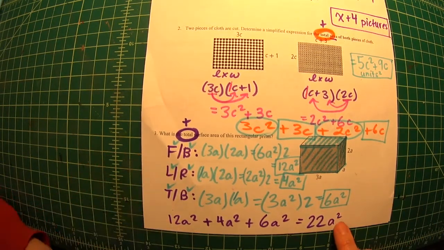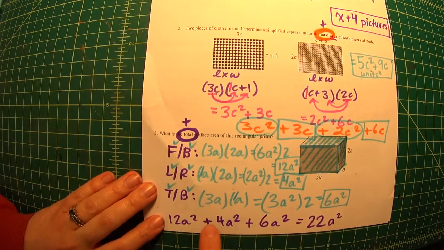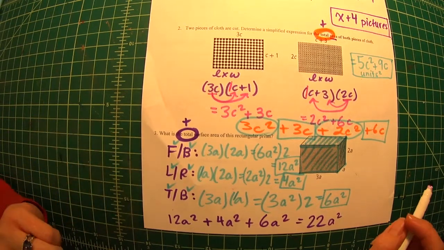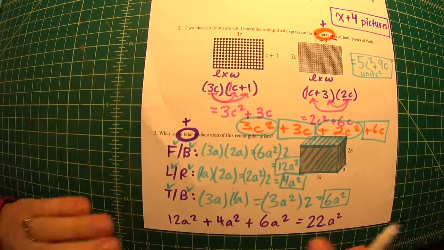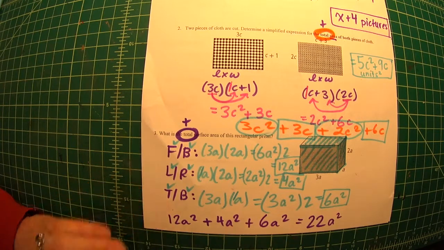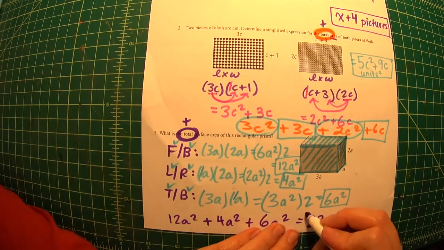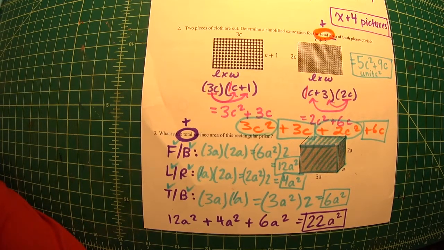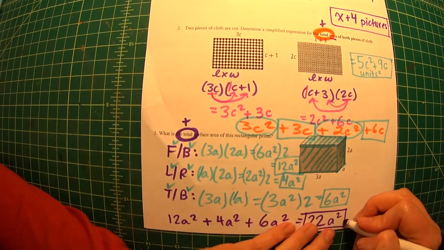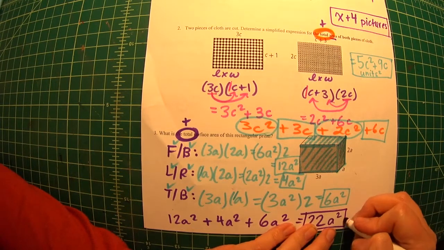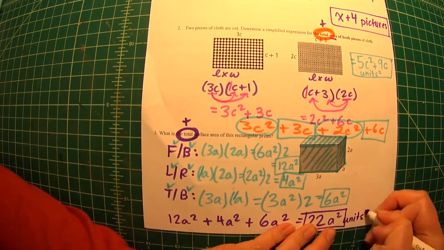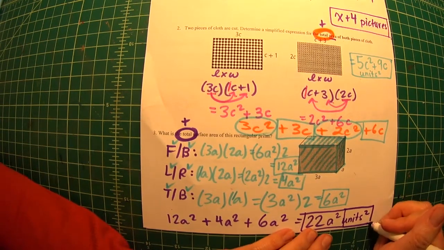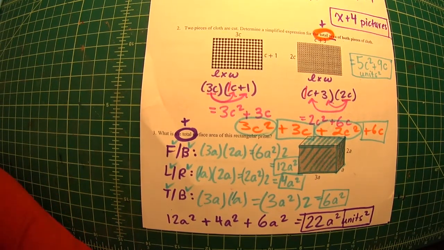Some people got to this, but then they're adding the exponent. No, no, no. The only time you add the exponent is if you're multiplying. If you're adding, the exponent does not change. It has to stay the same. So 22a squared is our total surface area. They don't give us units here, so we could just write units squared because it is area. Area is always units squared. So 22a squared units squared would be our final answer.